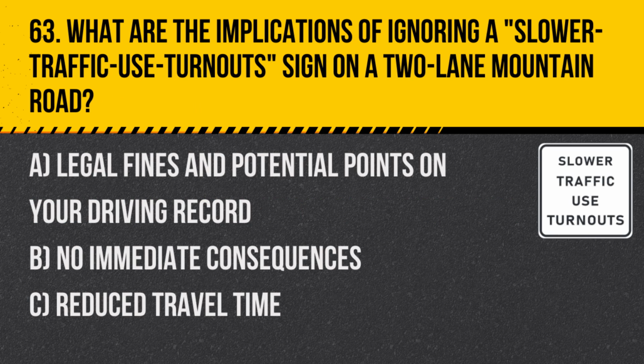Question 63. What are the implications of ignoring a slower traffic use turnouts sign on a 2-lane mountain road? A. Legal fines and potential points on your driving record. B. No immediate consequences. C. Reduced travel time. Answer: A. Legal fines and potential points on your driving record. It's important to follow road signs for safety.